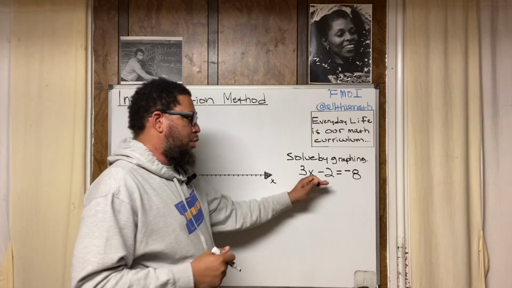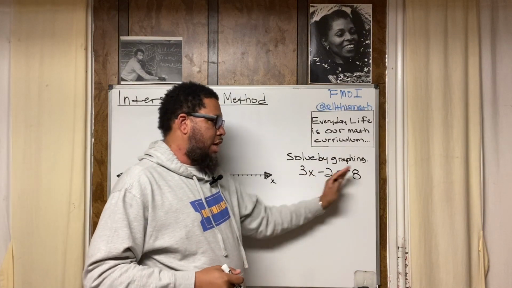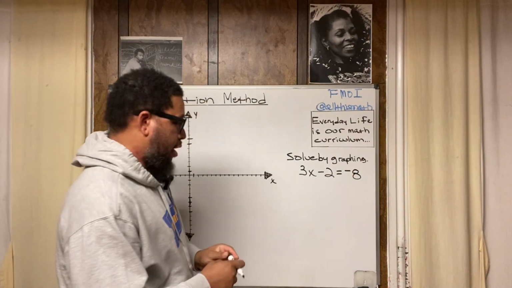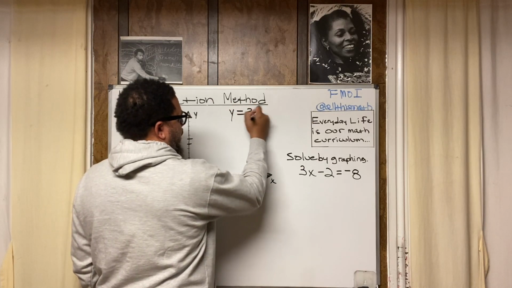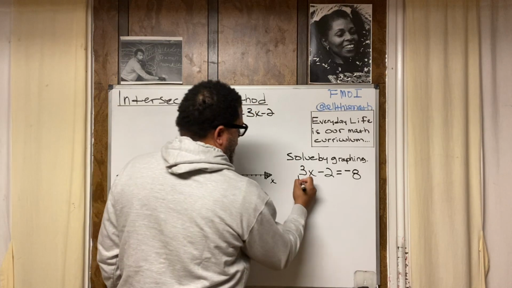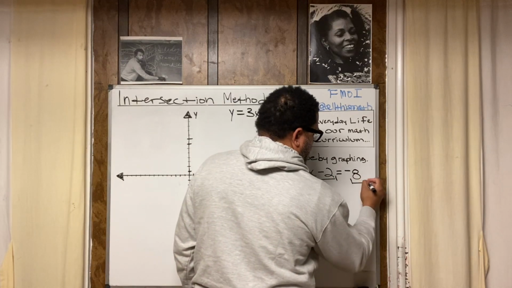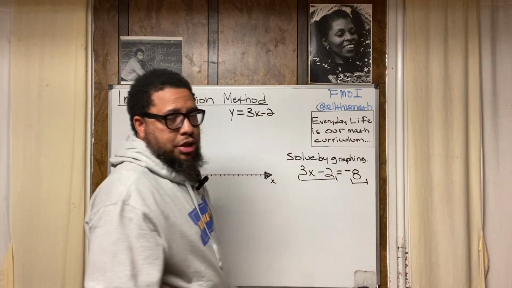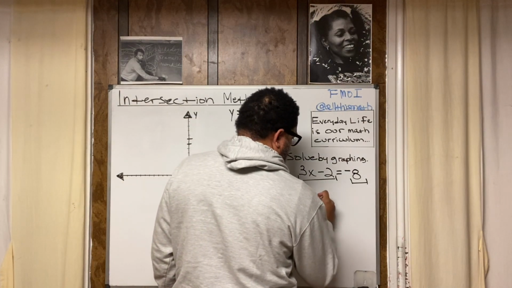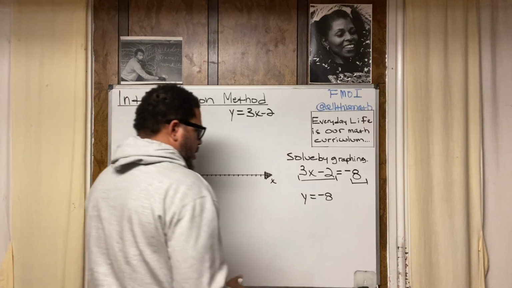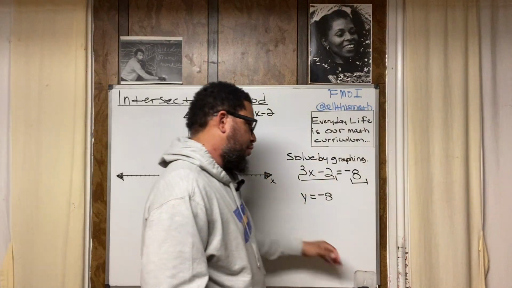So you take each expression, right, on each side of the equal sign. There are two sides to the equal sign, the left side and the right side. So we're going to have y equals 3x minus 2. That's this expression over here. And then we're going to have this expression over here. A number, an integer, can be an expression too, right? So we're going to have y equals -8. All right, so those are our two equations. So we're going to graph them, right? We're going to graph them.